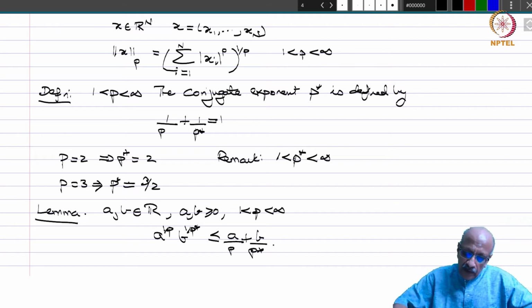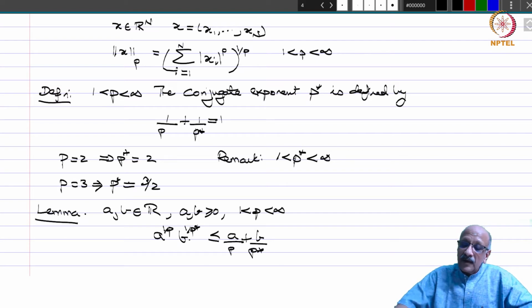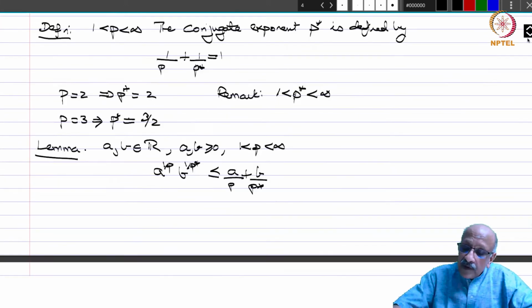So if you look at this, if p equals 2, then p star is also equal to 2, and therefore a^(1/p) b^(1/p*) is nothing but the square root of ab, and the right hand side becomes (a + b)/2. So this is nothing but the arithmetic mean greater than or equal to the geometric mean. So this inequality is a generalization of that particular inequality. So let us try to prove this.